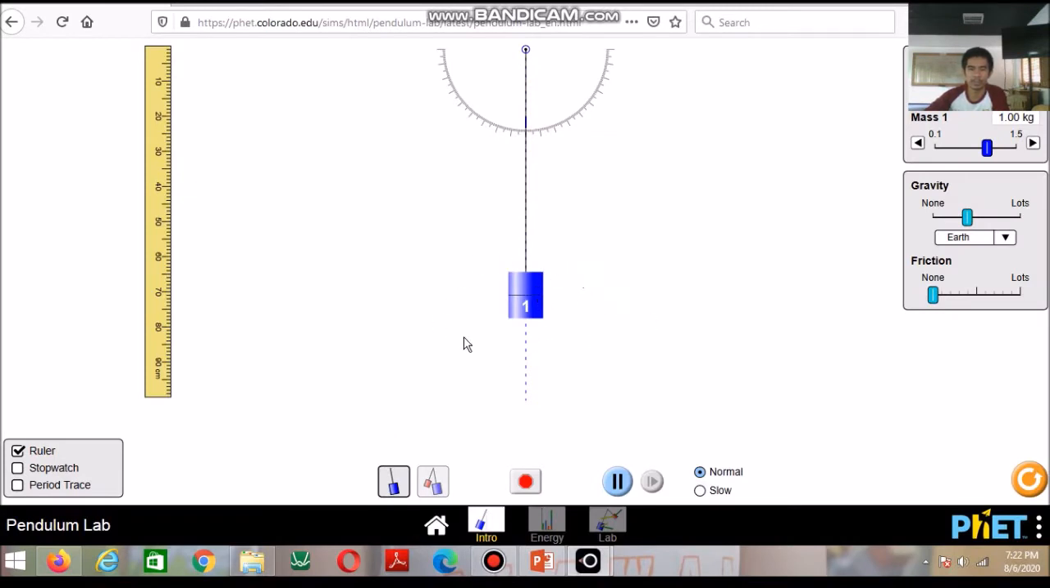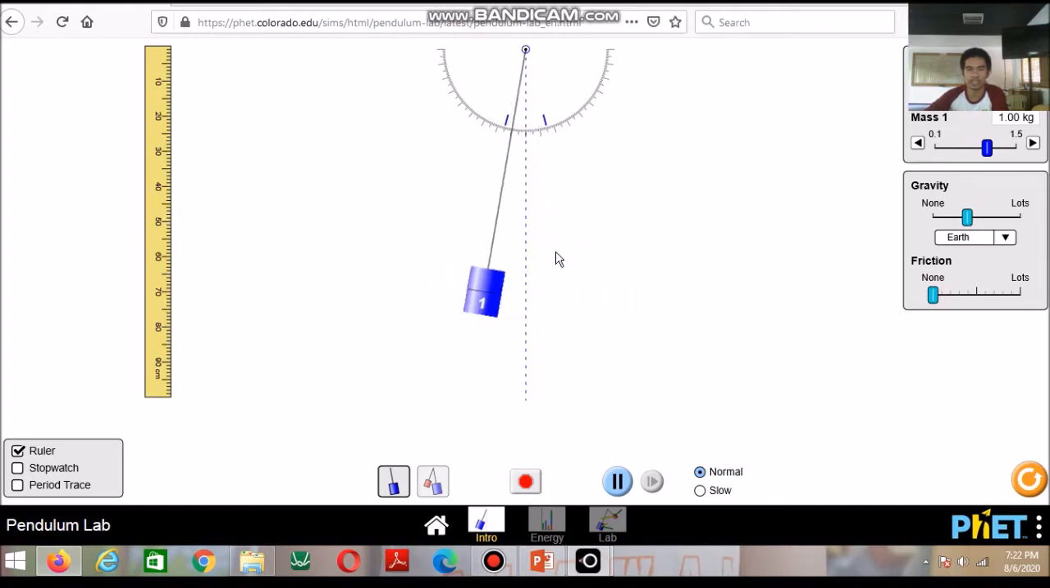This pendulum is at rest, right? It's not yet disturbed. So this position here is the equilibrium position of the simple pendulum. Now if I displace it at a certain angle from its equilibrium position and then release, look what happens. It oscillates, it moves back and forth, it swings back and forth, right?